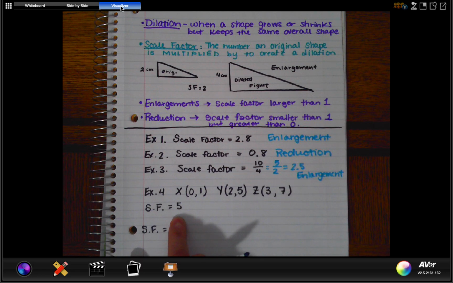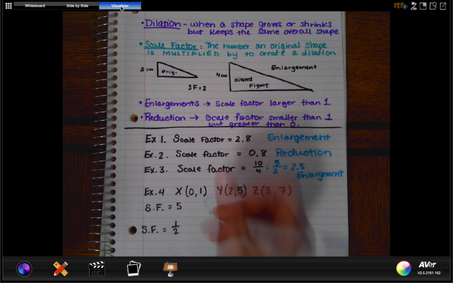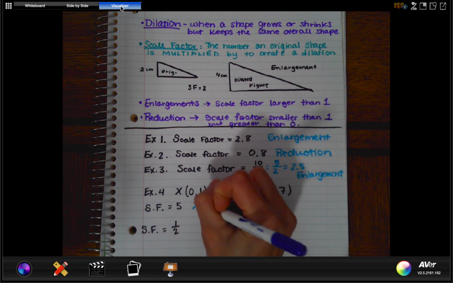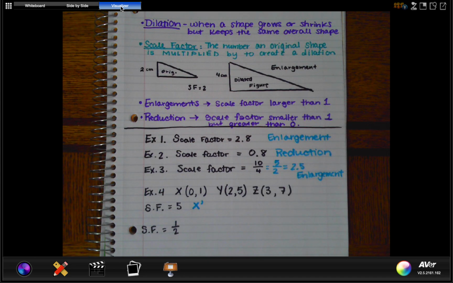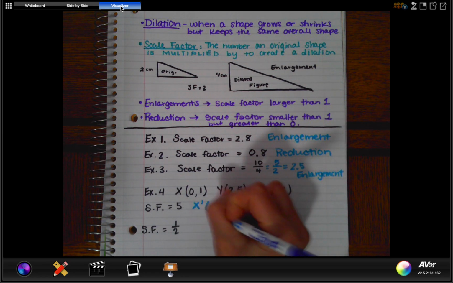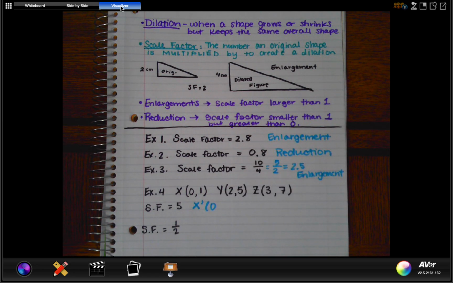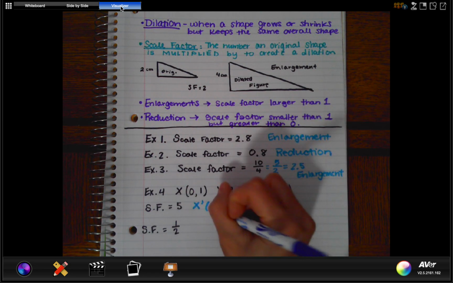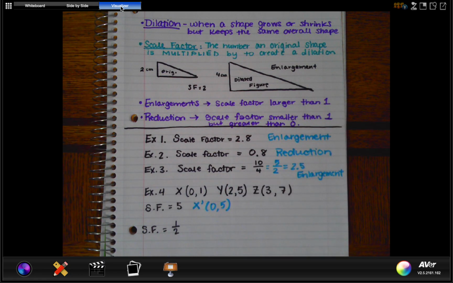Okay, so first of all, a new coordinate looks like this. X turns to x prime. Many of you probably remember that. And what we do is we multiply the coordinates by the scale factor. So 0 times 5 is still 0. That one doesn't change. But 1 times 5 is 5. So x prime would now go to (0, 5).